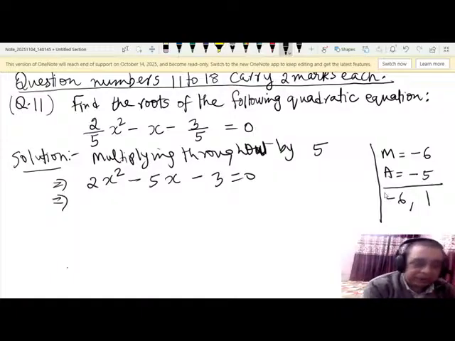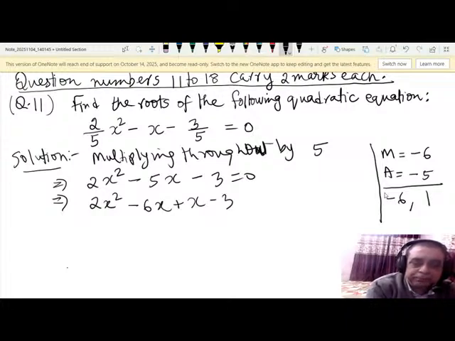So now we will break up the middle term into these two terms. 2x squared, I copy it down. Minus 5x, I will write as minus 6x plus x, and minus 3, equal to 0. Now take the common factor from the first two terms, which is 2x. So divide both the terms by 2x. 2x squared divided by 2x gives x inside the bracket, and minus 6x divided by 2x gives minus 3. Close the bracket.